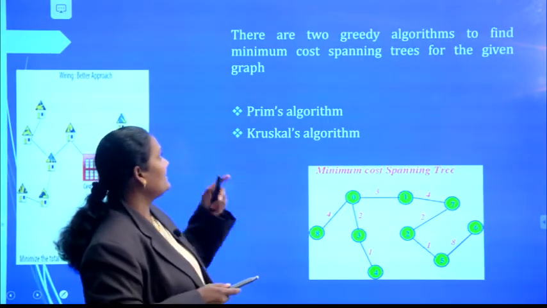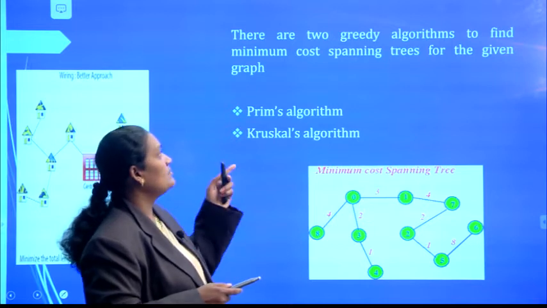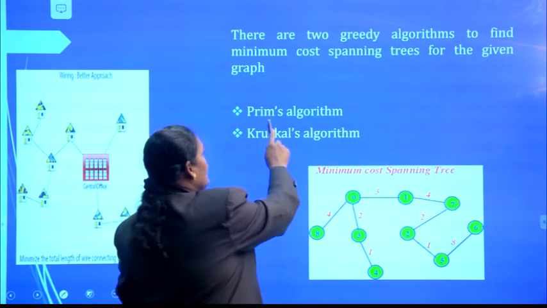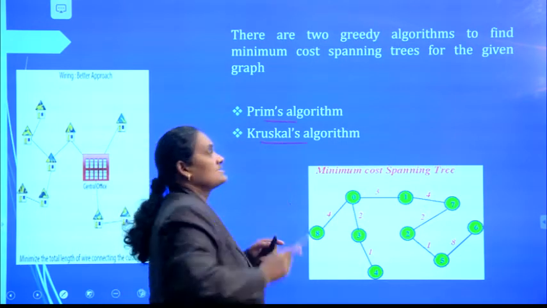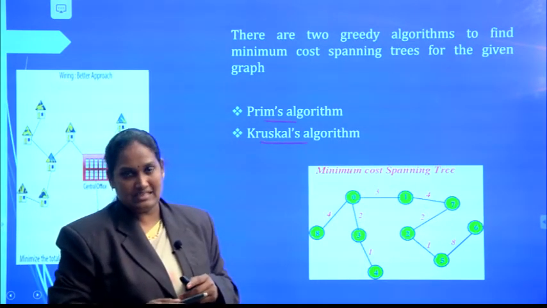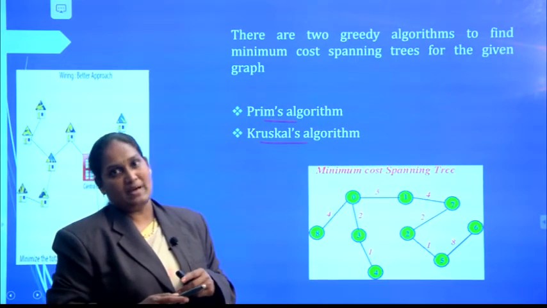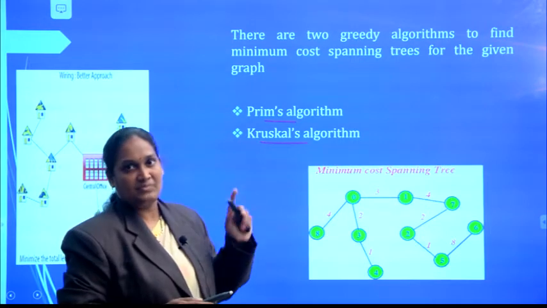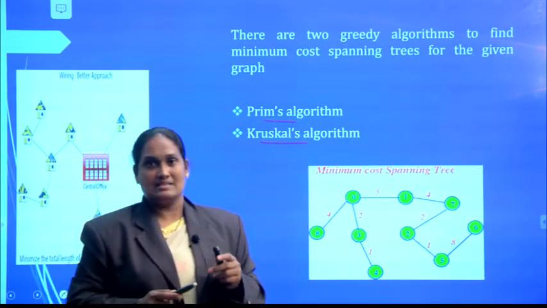Now here there are two greedy algorithms to find minimum cost spanning trees for the given graph. One is Prim's algorithm and the other is Kruskal's algorithm. We have two algorithms to find minimum cost spanning trees for the given graph. The first algorithm is Prim's algorithm and the second algorithm is Kruskal's algorithm.